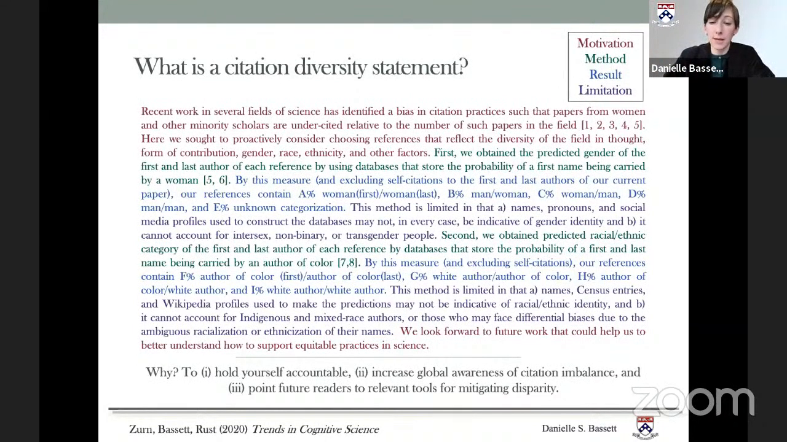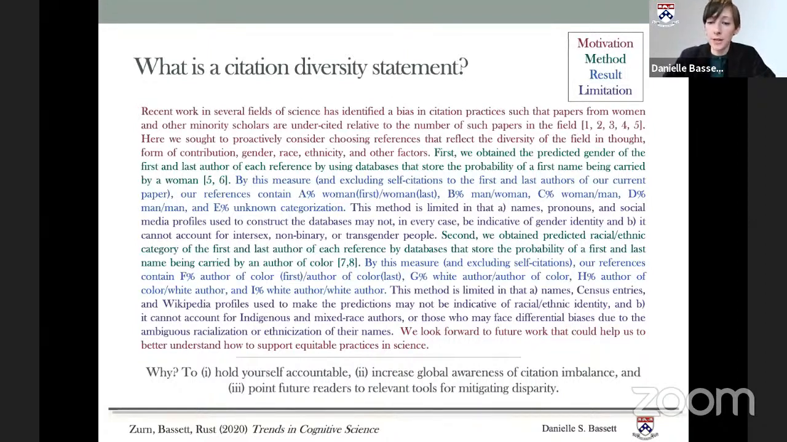The method is limited, and this is important to mention the limitation, in that names, pronouns, and social media profiles that are used to construct the databases may not in every case be indicative of gender identity, and it cannot account for intersex, non-binary, and transgender people.